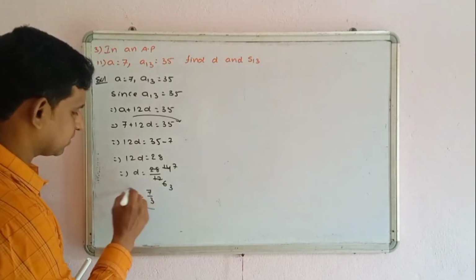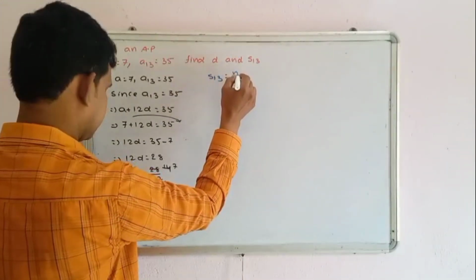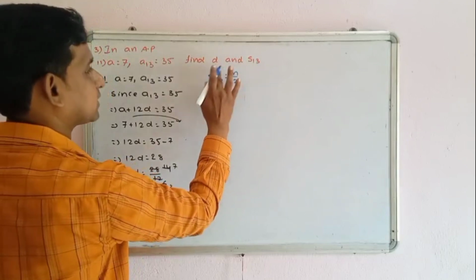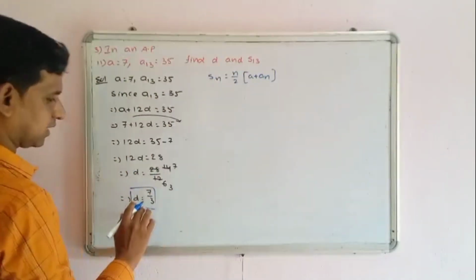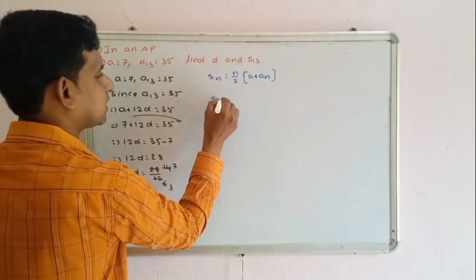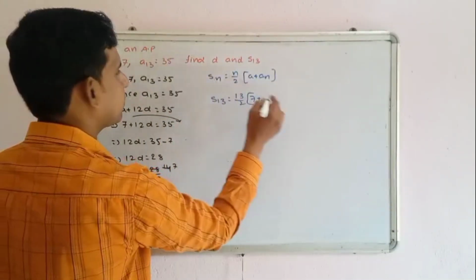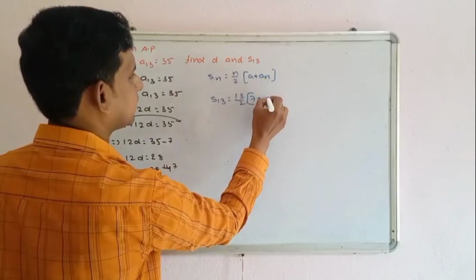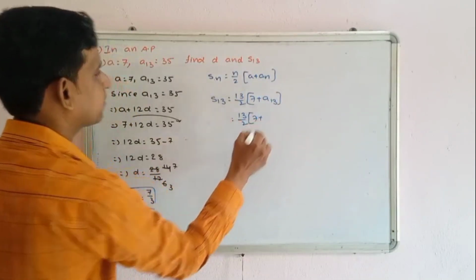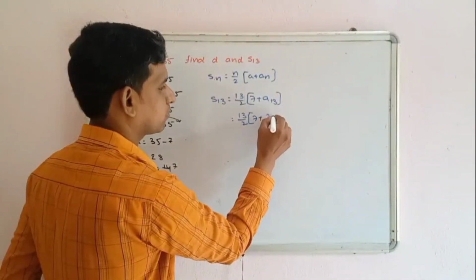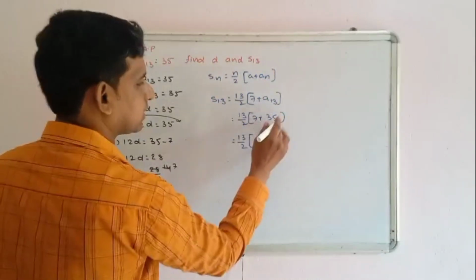Now I got the D value. Now I want S13. What is the formula? Sn equals n by 2 into A plus An. Here how many terms are there? 13 terms are given. So S13 equals 13 by 2 into A value 7 plus An value, A13 value 35. So 13 by 2, 7 plus 35 is 42.